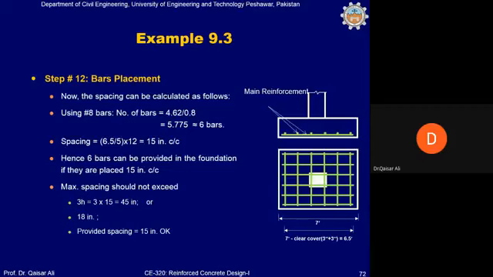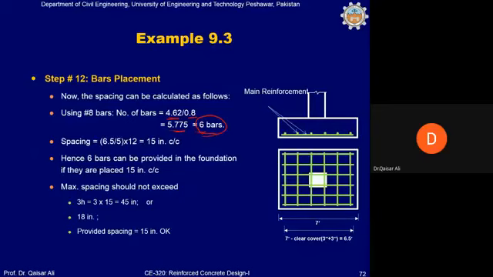Next, the placement of reinforcement. Now the bar will be placed in this. The total area of steel is 4.62, and for the diameter of the bar, this is number 8, which has an area of steel equal to 0.8. So divided by this, which will give us 5.661, but 6 bars will be needed.